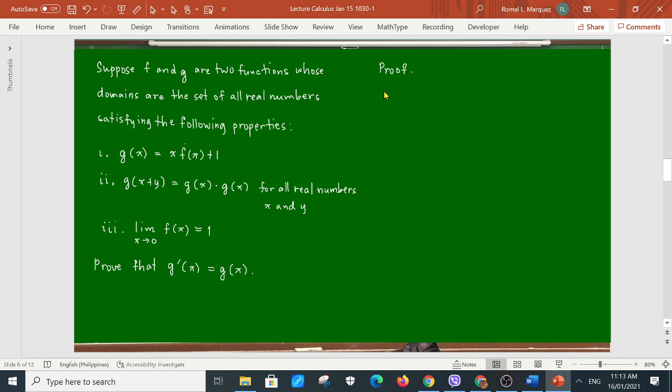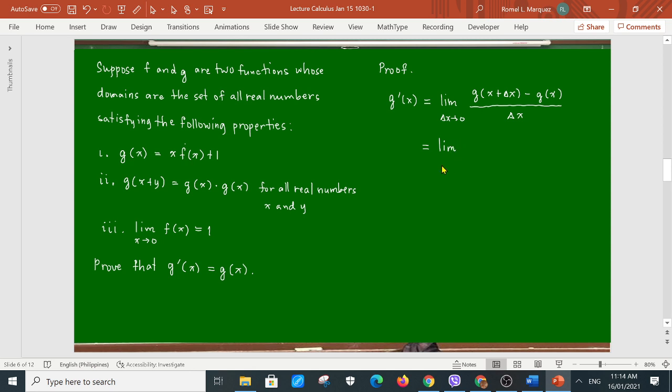So this is the proof. We're going to begin with g prime of x, and we want to show that this is equal to g of x. But how do we define g prime of x? That is the limit as delta x approaches 0. Since it's g prime, I will also use g here. g of x plus delta x minus g of x, all over delta x.